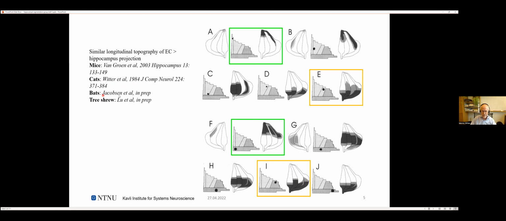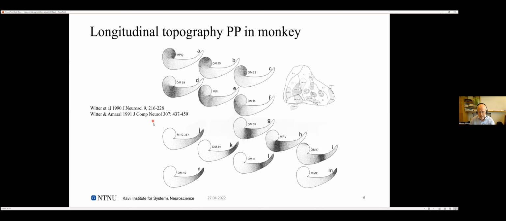We now have data in bats, and we're finishing the study, and we have data in the tree shrew together with Li Lu, a previous postdoc in the center, now an independent researcher in China. So we're working on showing that this organization along the long axis of the hippocampus is very, very stable. Interestingly, also, the previous organization where the medial entorhinal cortex versus the lateral entorhinal cortex has a shift in terminal fields along the transverse axis of CA1 subiculum holds true also in the bats. And it looks, although we still need to analyze a lot more experiments, it seems that it's true in the tree shrew as well.